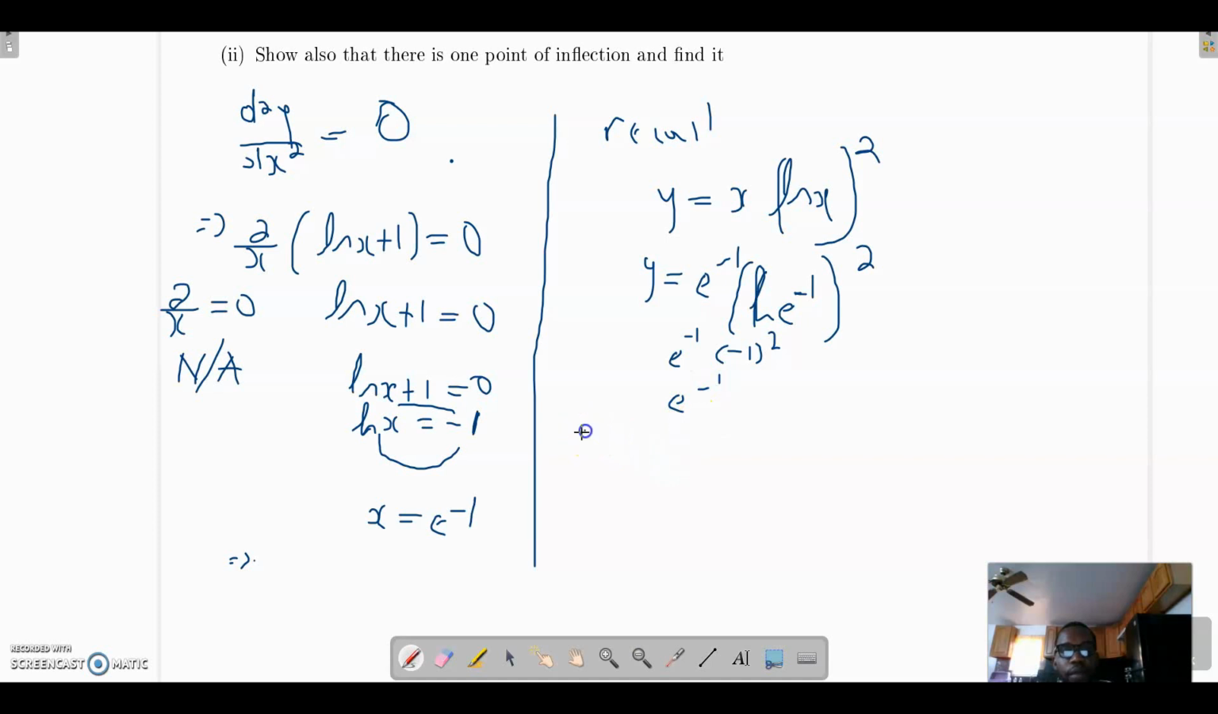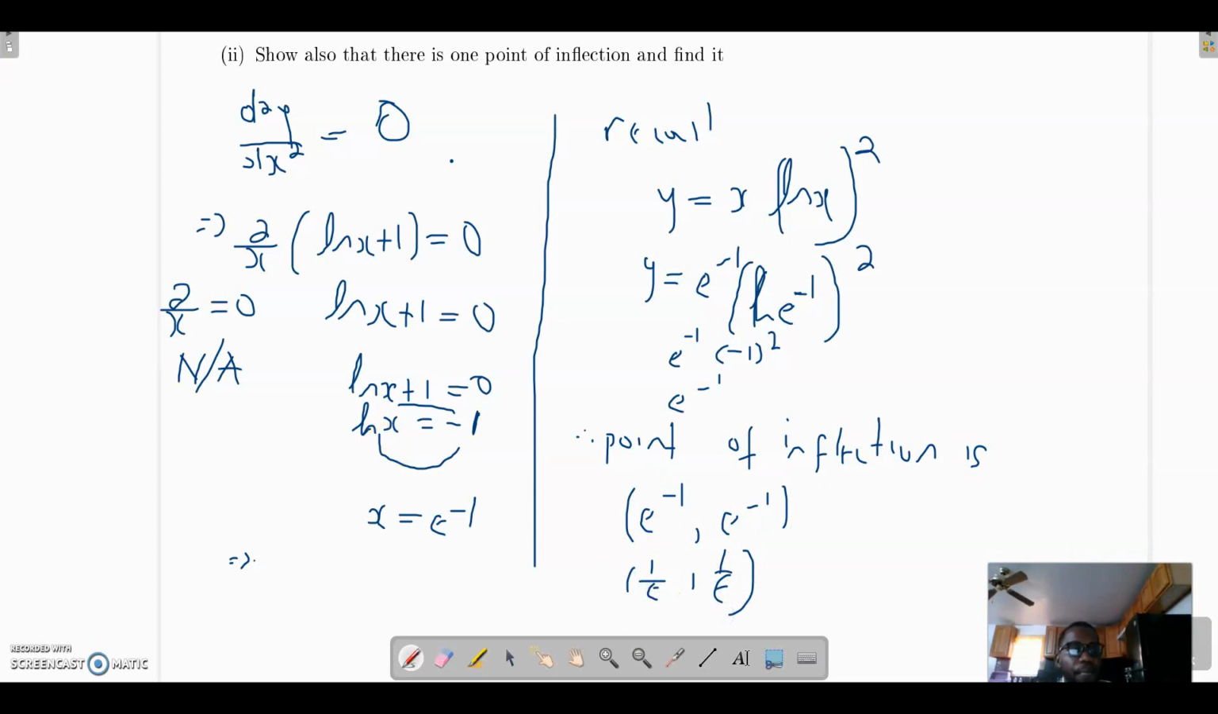Alright, so therefore, the point of inflection is the x value is e to the minus 1, the y value is e to the minus 1. Or you can go ahead and say 1 over e, 1 over e. Alright?